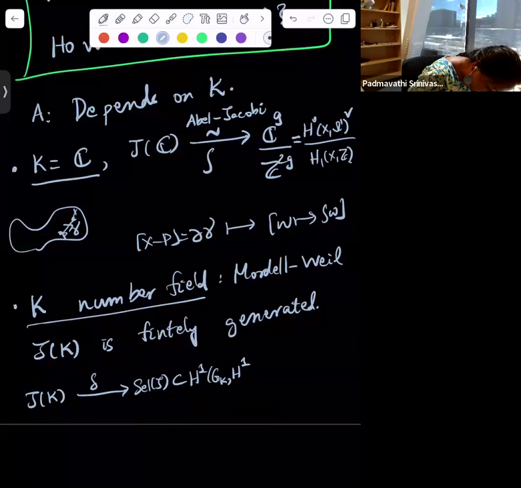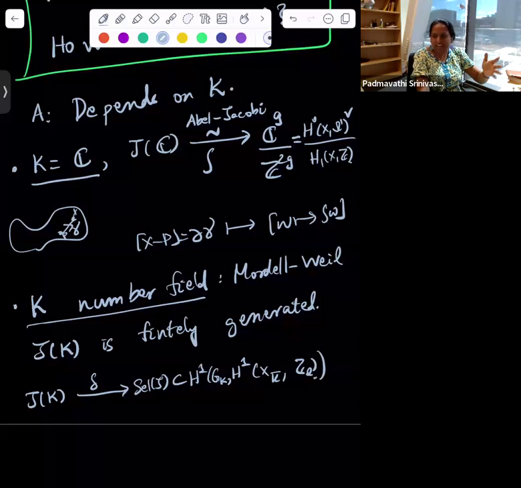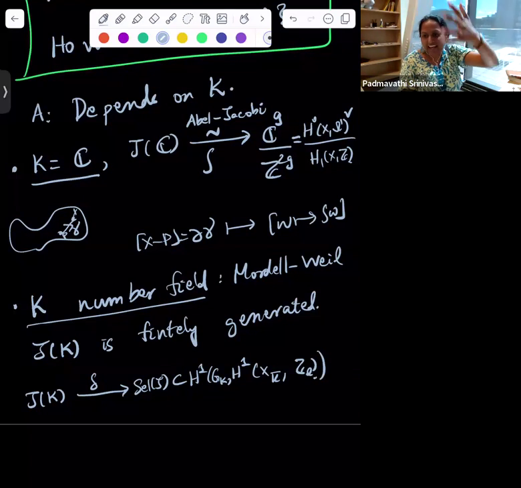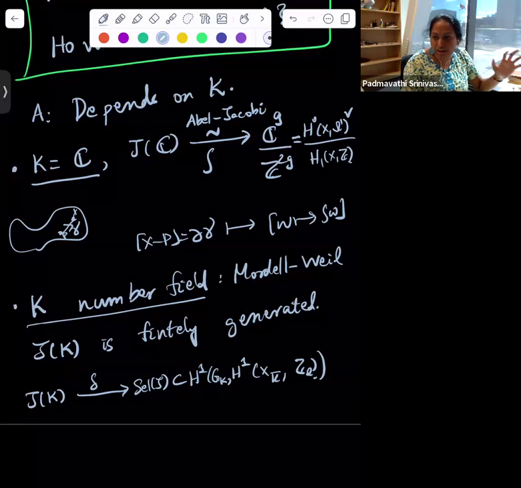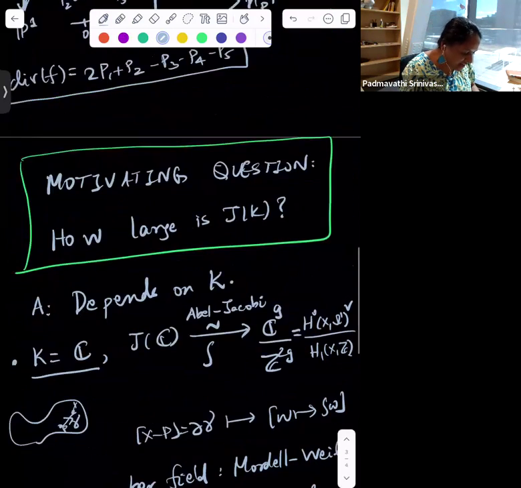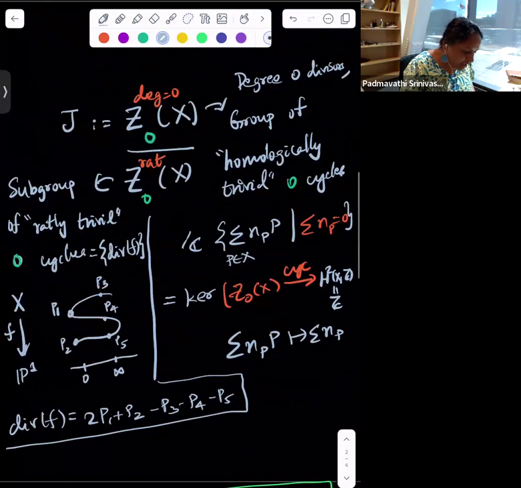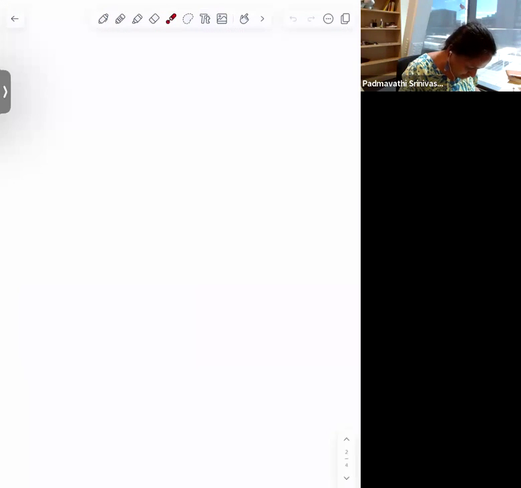Great. And yes, this is one half of what goes in, and like Rachel points out, there's also the theory of heights and so on. So this is all just trying to understand points on the Jacobian, which again, to step back, came from trying to understand zero cycles on the curve.